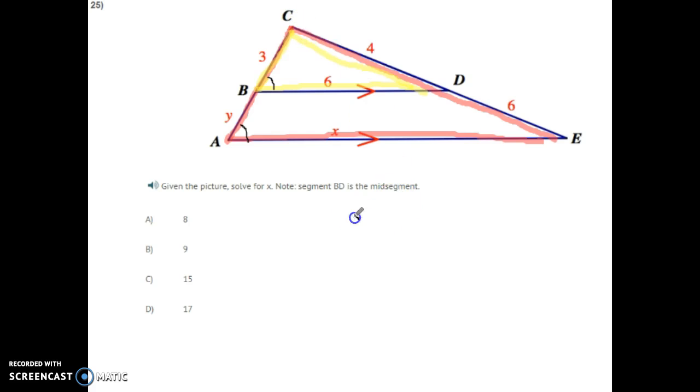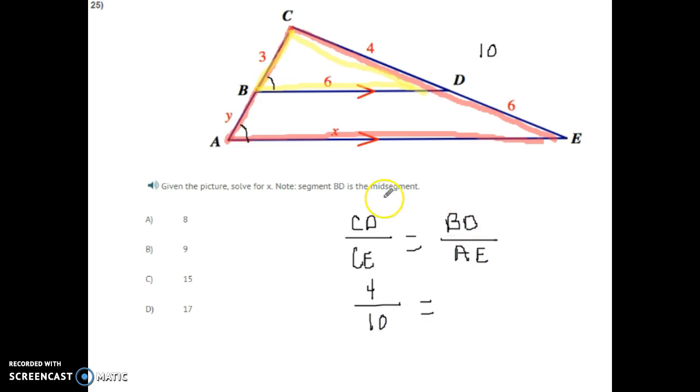We can say that side CD is to side CE as side BD is to AE. So we plug in those numbers. We see CD is 4. We see CE is 4 plus 6, so that side is 10. And that's going to equal BD is 6, and AE is what we're looking for.